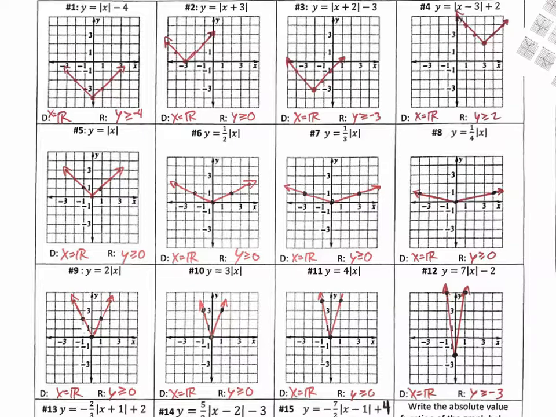So I want you to start understanding the way the A value affects your graph. First of all, the A will tell you if it opens up or down. If it's positive, it's going to open up. If it's negative, it's going to open down. Everybody's cool with that, right?